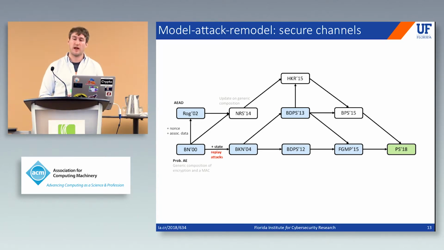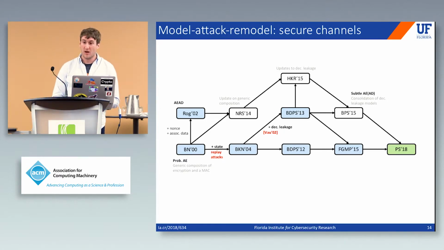So in their 2004 analysis of SSH, Bellare et al. incorporated state into the model for authenticated encryption. But as you can imagine at this point, their model doesn't encompass all possible attack vectors. An important one, which we just heard a lot about, is decryption leakage. And a prominent example of an attack that exploits decryption leakage are padding oracle attacks. And I don't need to say anything more about that.